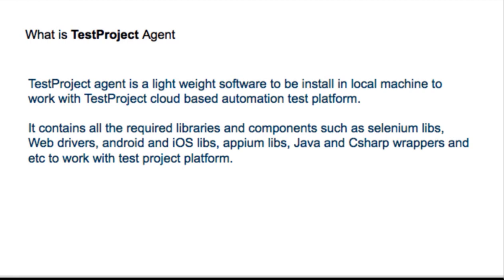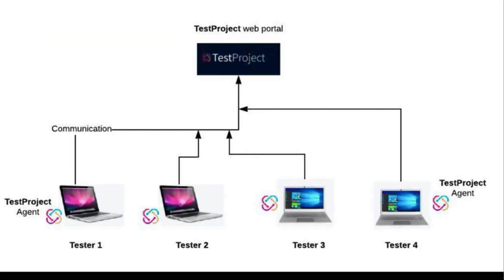So how does TestProject Agent work in a real-time project? If you look at this diagram, it's a very high-level explanation. While I'm showing the demo, look at this diagram. The TestProject web portal is where we create the account for individual testers, and TestProject Agents should be installed on each tester's machine. Let's say you have a team of 4 testers using the TestProject automation platform. Individually, all of them will have their own TestProject account. So TestProject Agents should be installed on their individual machines.